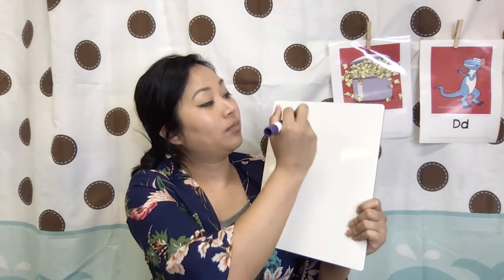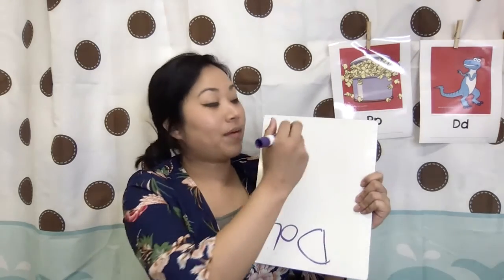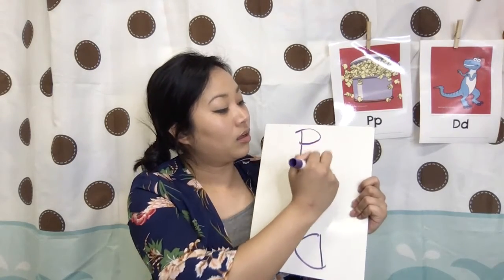Now, let's play a game. It's the tricky game we played earlier this week. On one side of your whiteboard, I want you to write the letter D like this. And on the other side, I want you to write the letter P like this. Then I'm going to say some words.